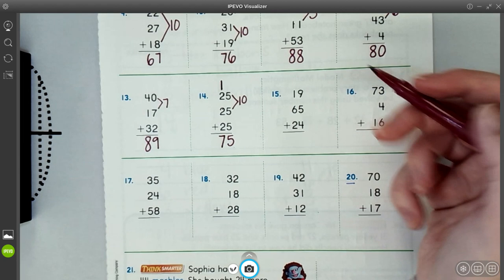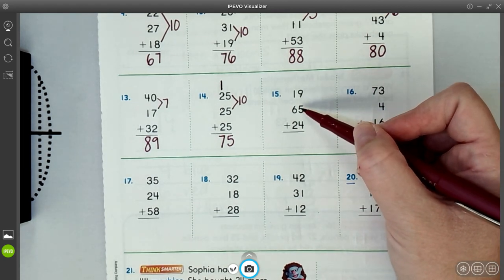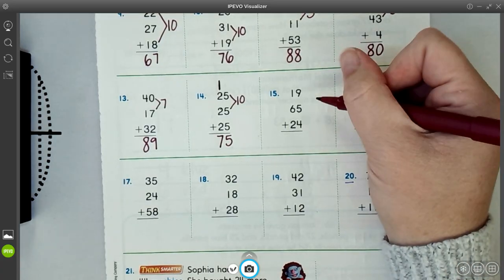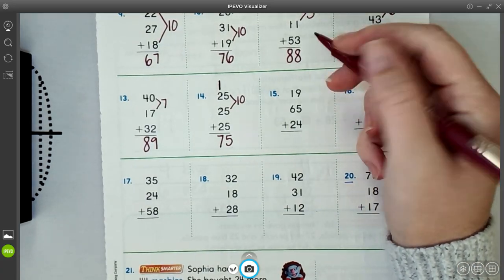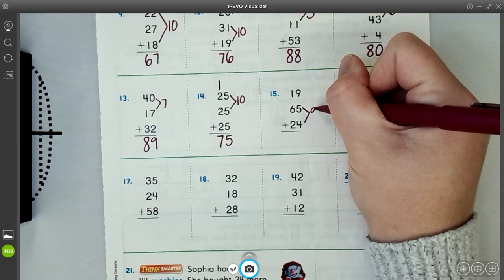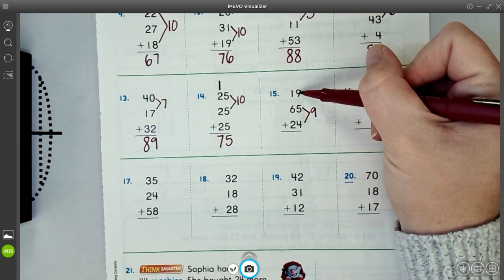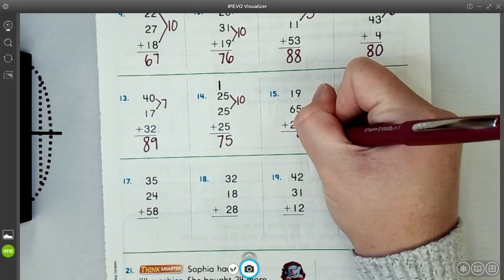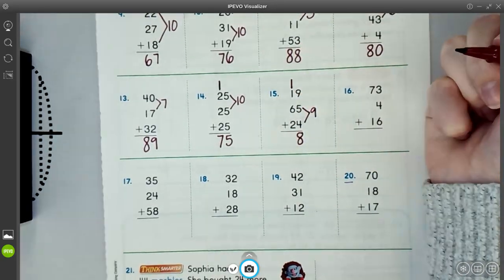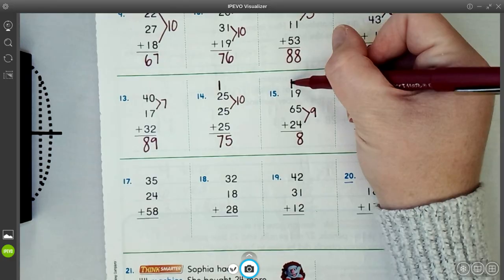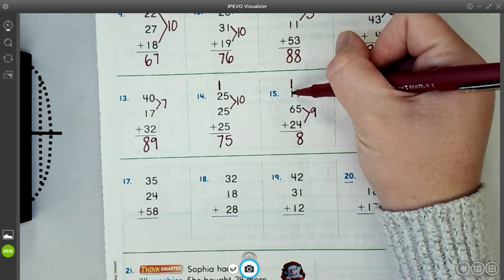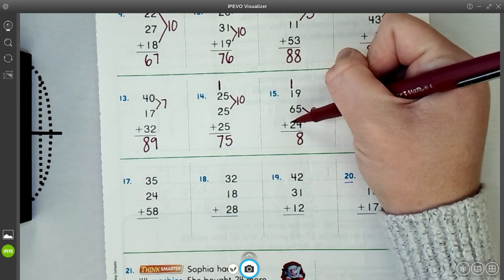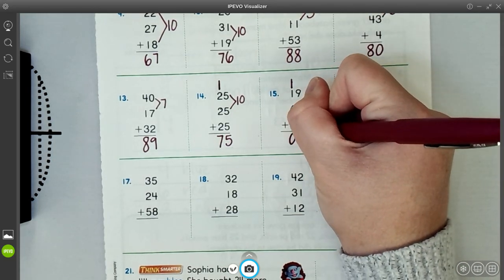Number 15, 19 plus 65 plus 24. All right, so I see that I can make 5 plus 4 equals 9, and then I have a doubles fact. 9 plus 9, that's 18. So I have 8 ones, 1 ten to regroup. Then I can add my tens. 1 plus 1 equals 2, plus 6 equals 8, plus 2 more equals 10.